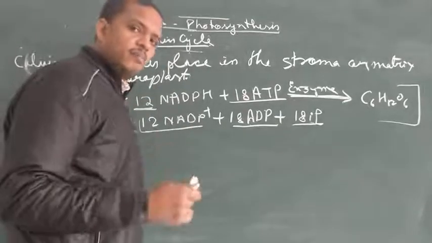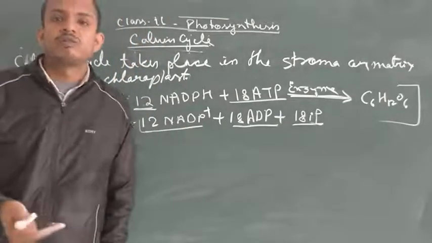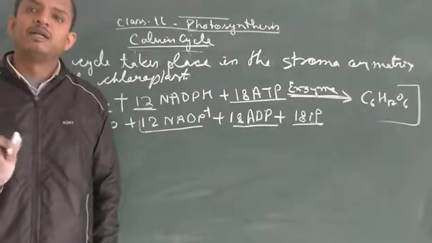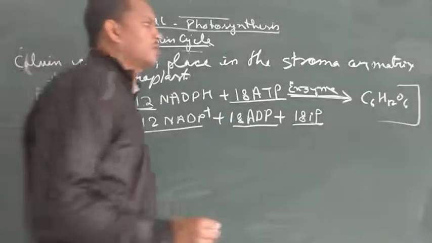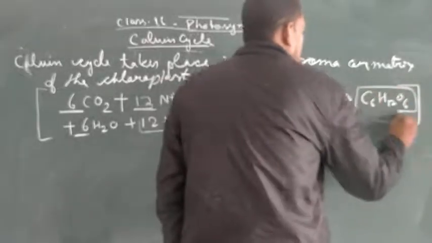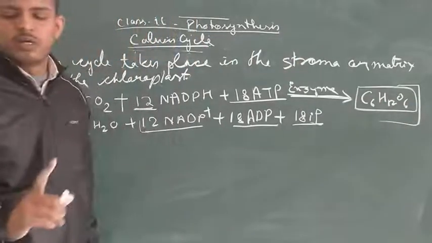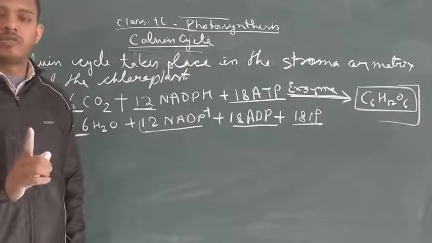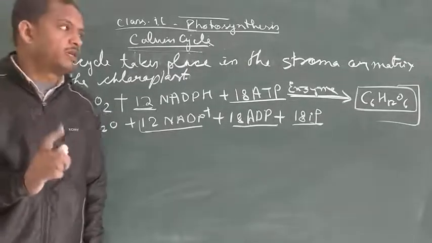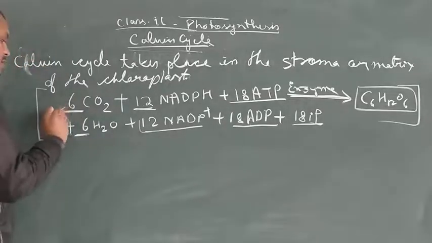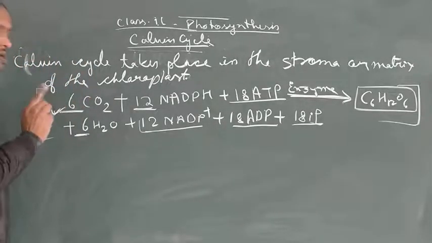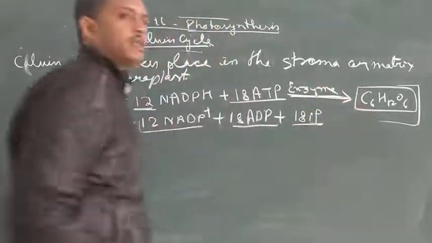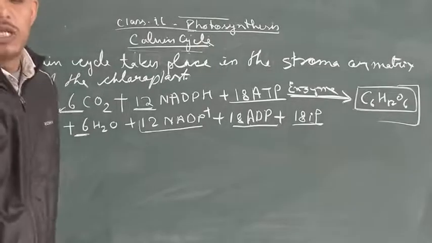And in the biosynthetic phase, or in the C3 cycle, how glucose is formed, or how carbohydrate reduction takes place, that is the important thing. So what will you get here? A glucose molecule. You will get one glucose molecule on the completion of the C3 cycle. When this cycle participates 6 times, you will get one glucose molecule.